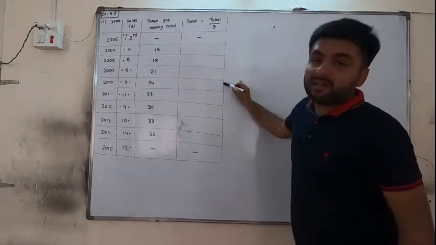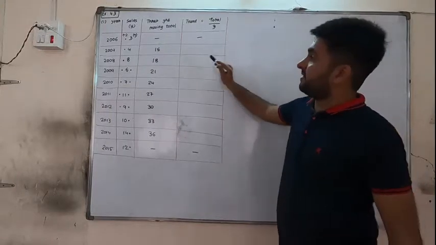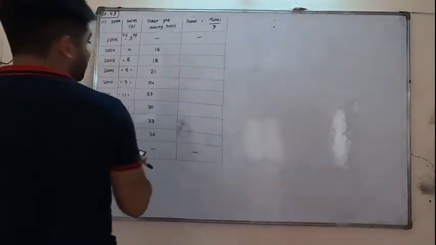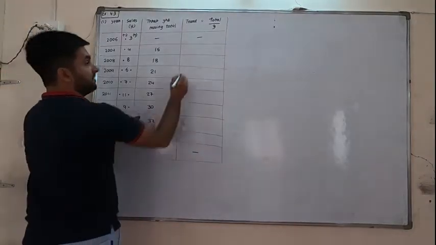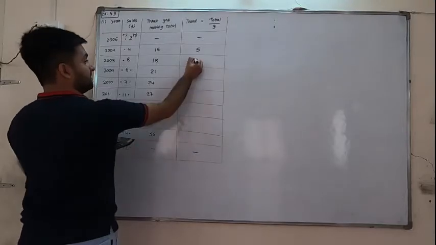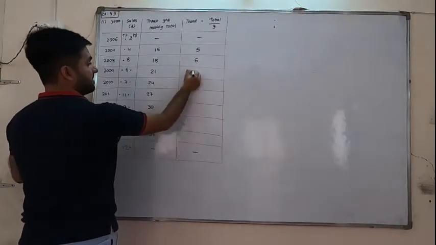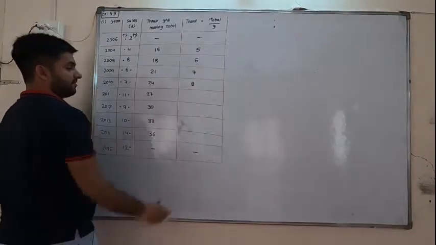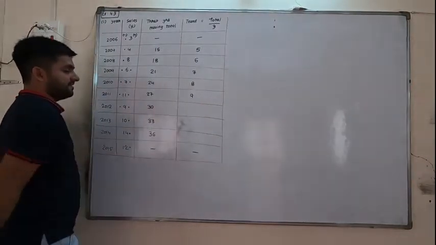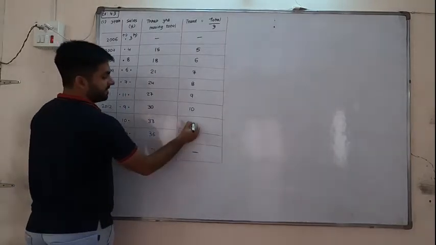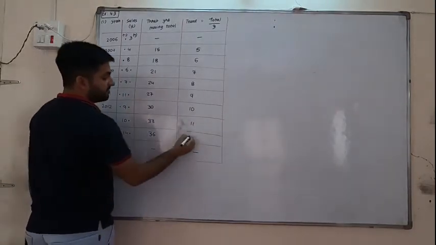Now we have to write the answer. How to write the answer? This total divided by 3, because we have taken the total of 3 years. Now write 15 divided by 3. Answer is 5. 18 divided by 3, 6. 21 divided by 3, 7. 24 divided by 3, 8. 27 divided by 3, 9. Then here 30 divided by 3, 10, 33 divided by 3, 11, 36 divided by 3, 12.